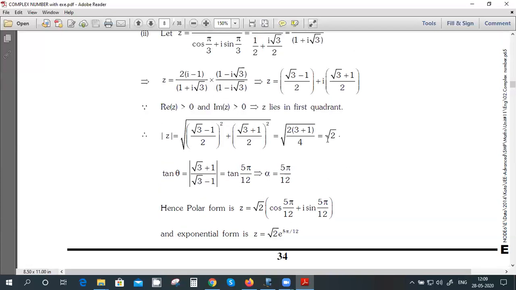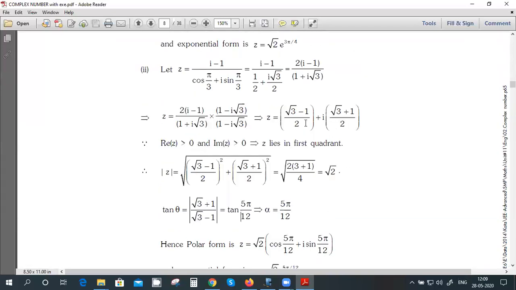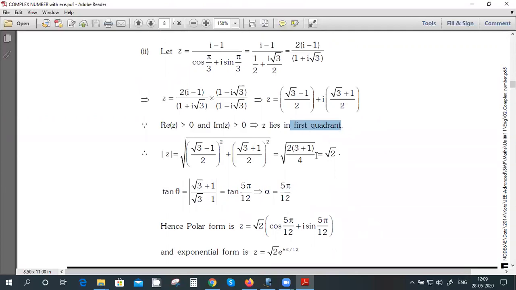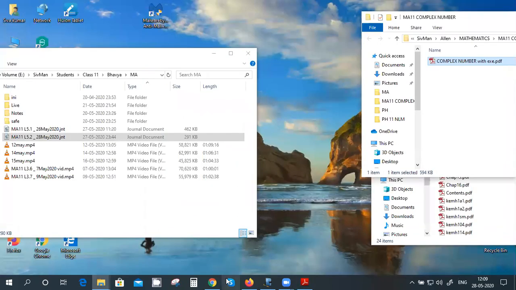Again, you have to decide the quadrant by looking at the sign. Both are positive, so it's in the first quadrant. Third quadrant is also possible? No, in the third quadrant both will be negative. Both real and imaginary are positive, that's why it's in the first quadrant. You decide the quadrant by looking at the complex number in the a plus ib form. If you just look at tan inverse y by x, there will be two solutions, but if you look at this z, it will be only one quadrant.